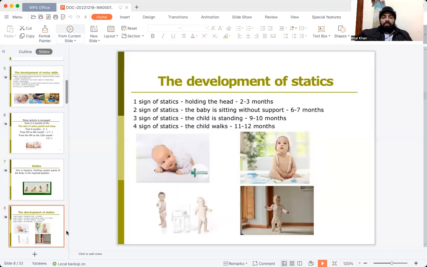The development of statics: holding of the head at 2-3 months. The baby sitting with support at 6 to 7 months. For example, like this. The third sign is the child standing at 9 to 10 months. At 12 months, the child will walk. After walking, the child will talk.